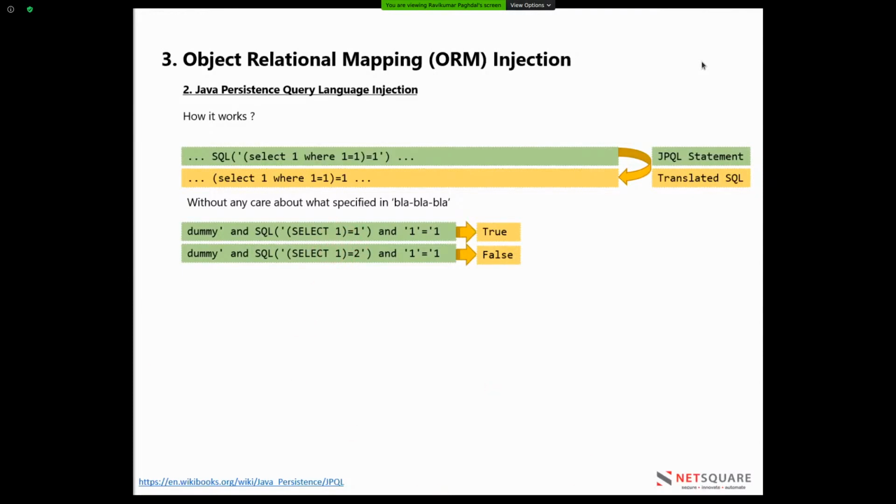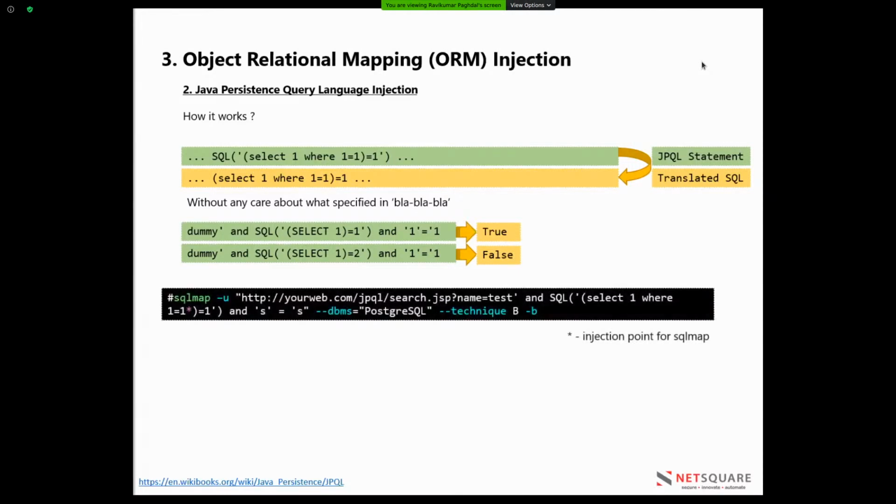So once you identify there is a JPQL injection, ultimately our JPQL string will convert to a SQL statement, right? So why can't we use SQLMap? Yes, you can. We just need to identify the insertion point. Where is the insertion point?